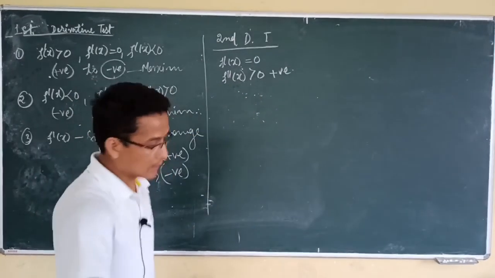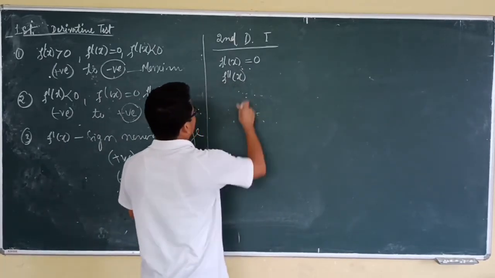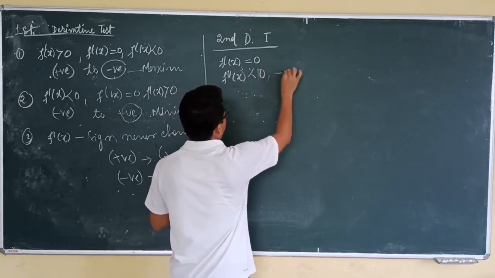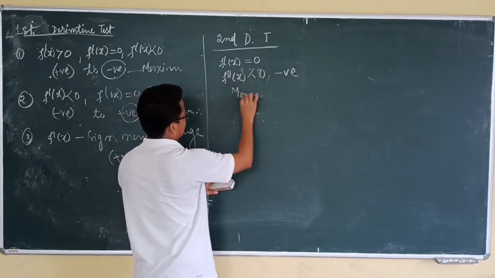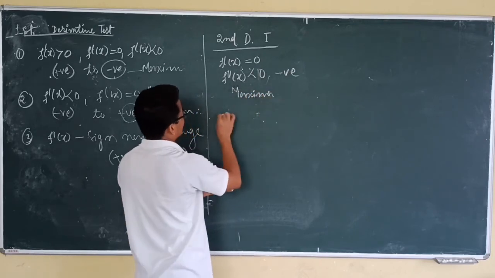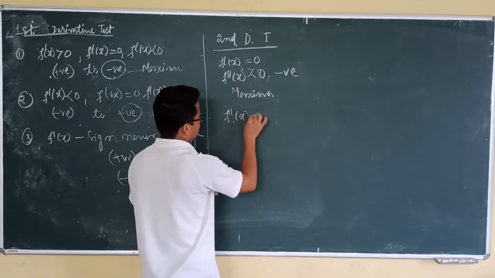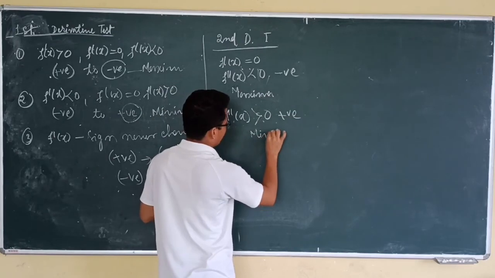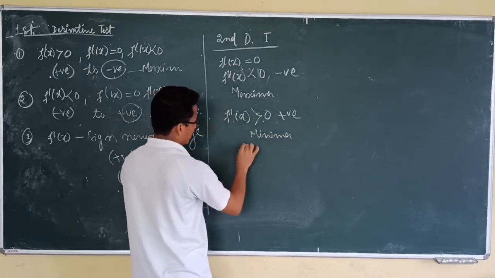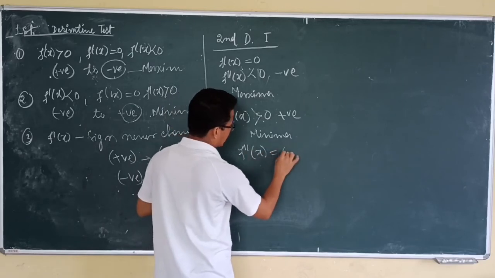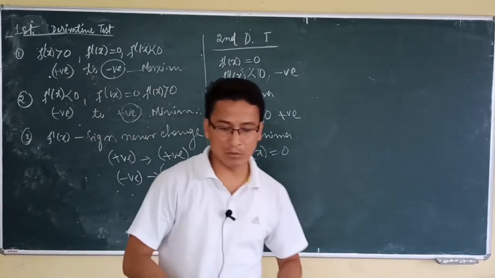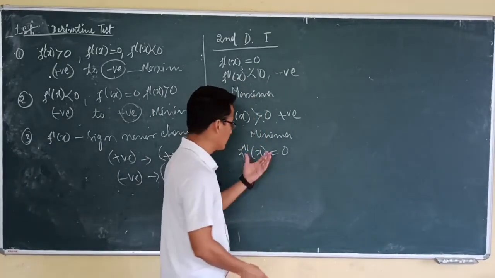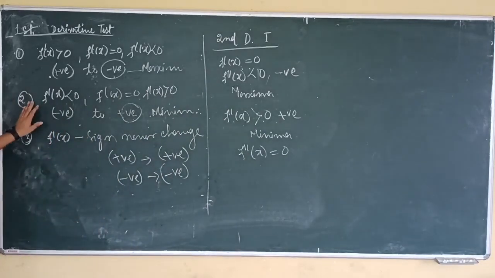Our first condition according to our book is given as negative. If f double dash x is negative, then we will get maxima. If f double dash x is positive, then we will get minima. If f double dash x equal to 0, then we cannot say anything about the maxima and minima, and we cannot directly say point of inflection. In that case, we will go for the first derivative test.